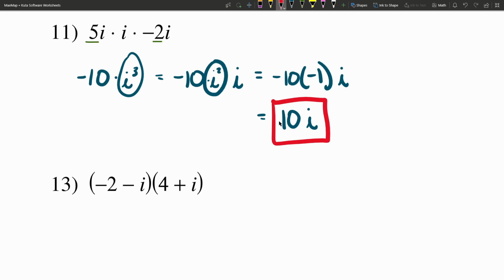So as stated before, we're going to treat i like a variable. But we need to remember that we actually know the value for i. i squared equals negative 1. So in order to simplify this, if there's an i squared present, we're going to simplify it down to a negative 1. We did not want to leave it as an i cubed because that could be simplified further. So just remember this as we're moving through this worksheet.